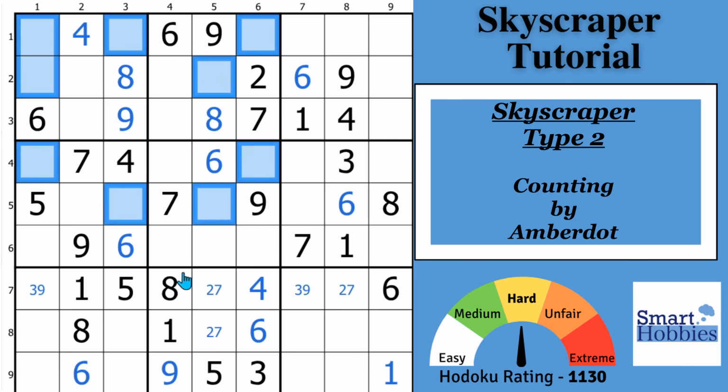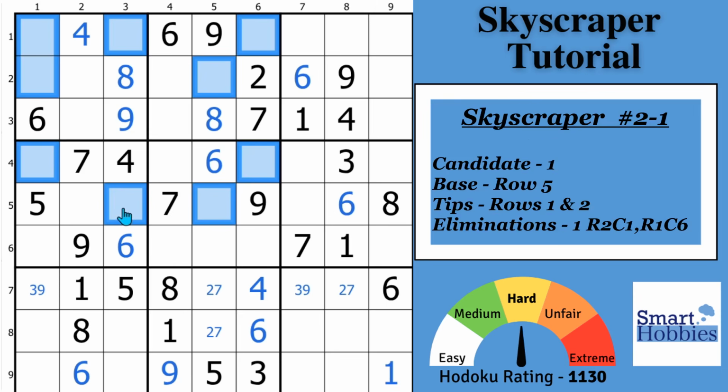Now, do you see a skyscraper? I'll give you a hint. There's going to be more than one here. First one you want to look at is conjugate pair here in column 3 and 5. So this is the more traditional skyscraper because this looks like 2 buildings standing up, right? So the base is right here, and these are going to be your tips.